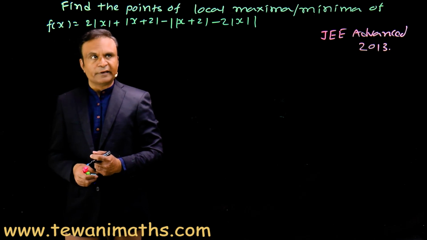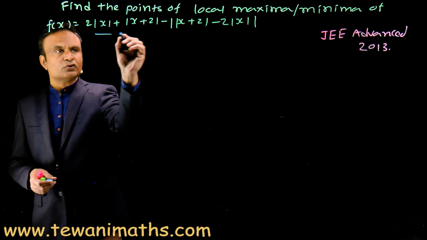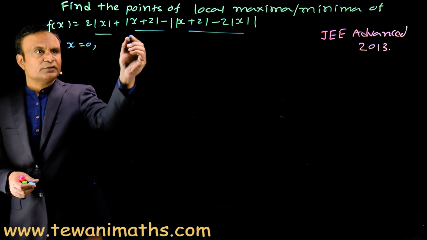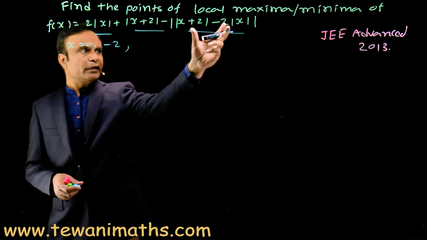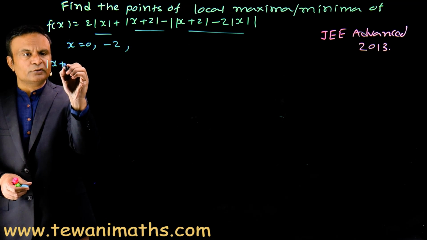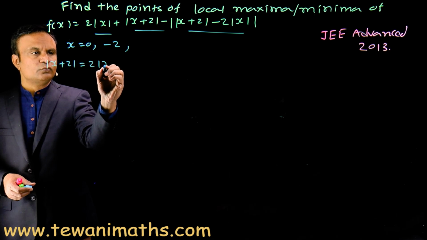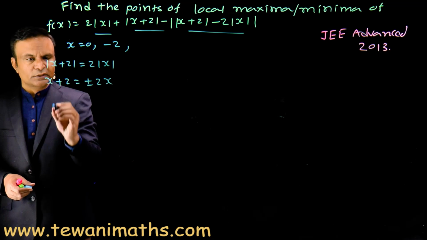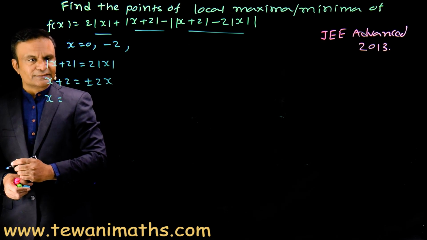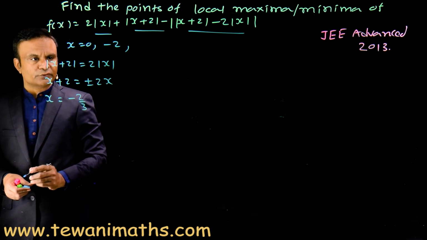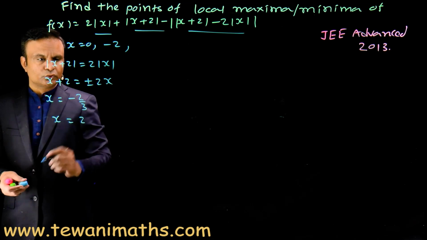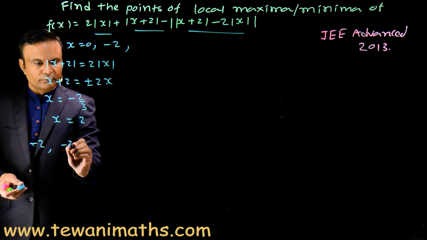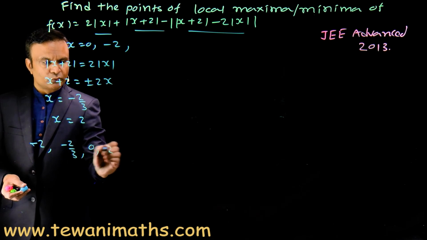So first we consider the values of x for which each of these expressions is 0. So we have x is equal to 0 for this, minus 2 for this, and for this we consider the equation modulus of x plus 2 is equal to 2 multiplied by modulus of x. So we have x plus 2 is equal to plus minus 2x. So we have x is equal to minus 2 upon 3 or x is equal to 2. So basically we have 4 values of x, minus 2, minus 2 by 3, 0 and 2 in order.